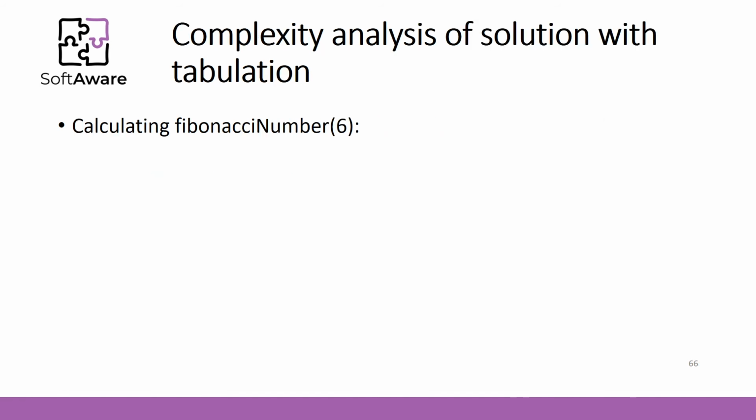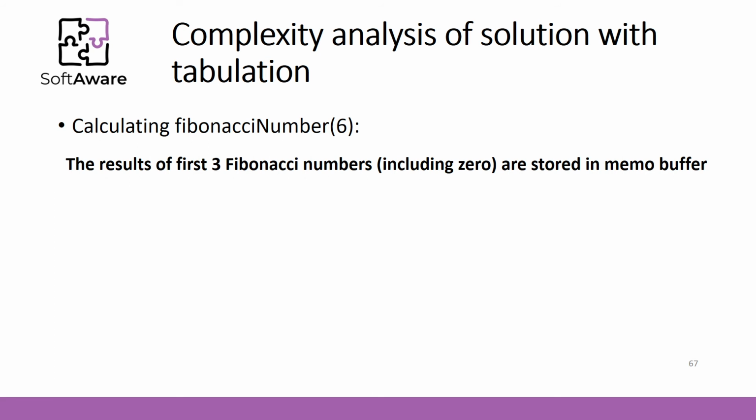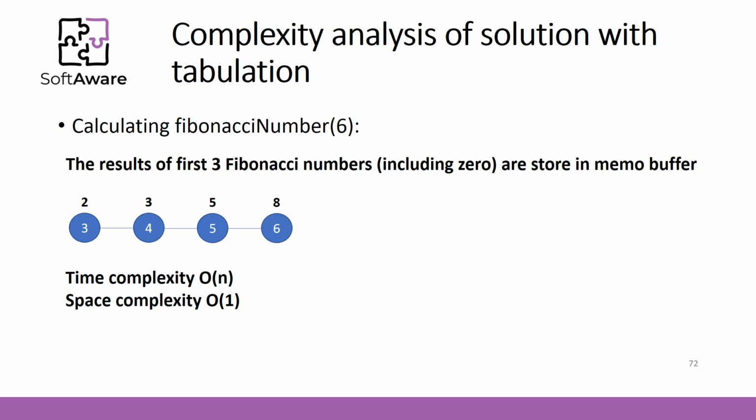Let's analyze the time complexity of this function. The results of the first 3 Fibonacci numbers, including 0, are stored in the memo buffer. So we start from 3, we calculate the third Fibonacci number and update our cyclic array. Then we do the same for the remaining numbers. The sixth Fibonacci number is equal to 8. This is the final result. The time complexity of this function is O(n). The space complexity is constant since we do not use recursion, and we use the internal static buffer consisting of only 3 elements.